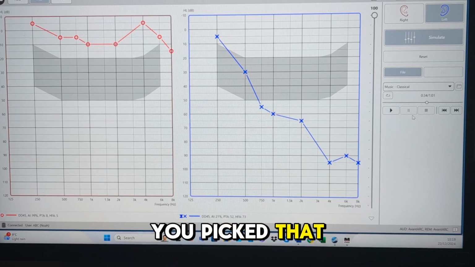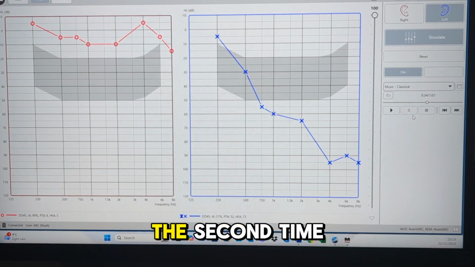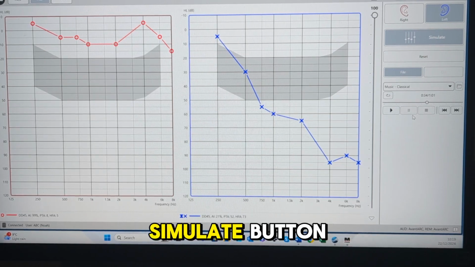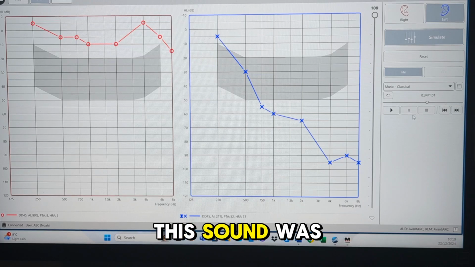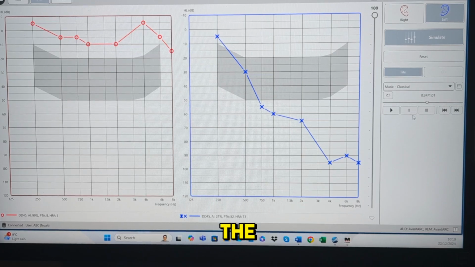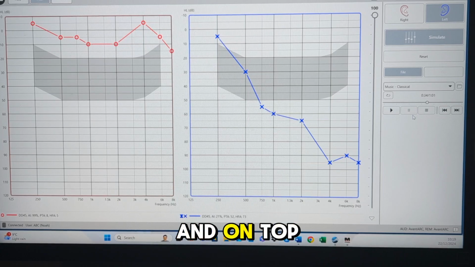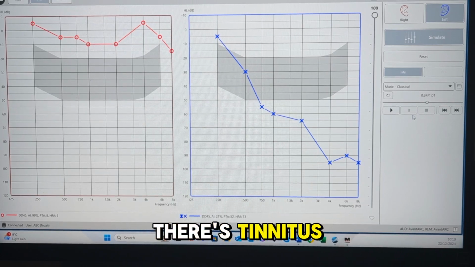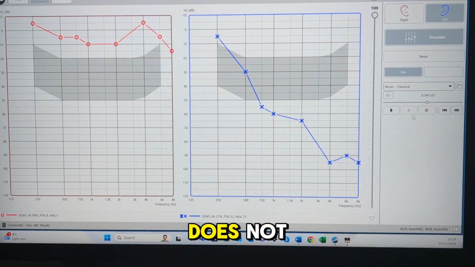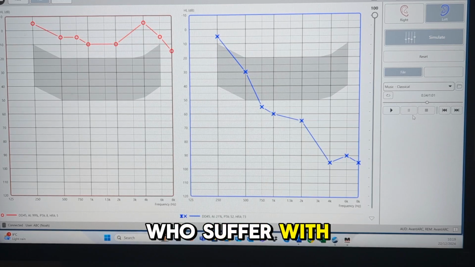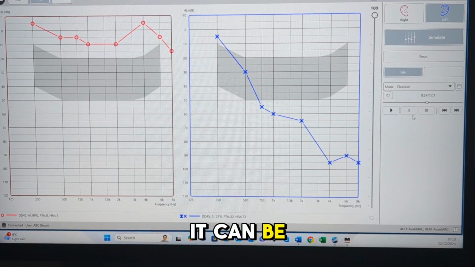I'm not sure if you picked that up at the beginning of, or the second time I pressed the simulate button. The sound was very static, and that was actually mentioned in the comment section by this individual that the left ear sounds very static, and on top of everything else that's going on, there's tinnitus as well. So the audiogram, and the simulation that we're doing here, does not replicate or animate tinnitus. That's a separate thing. So people who suffer with hearing loss and have tinnitus, it can be very challenging.